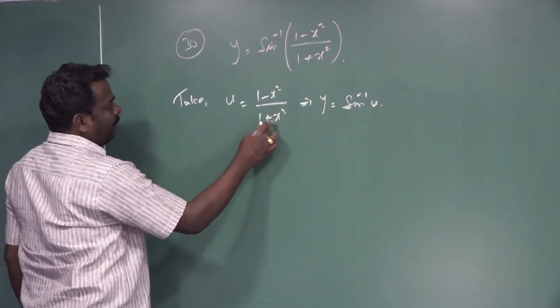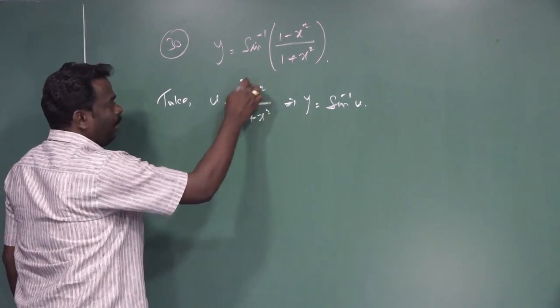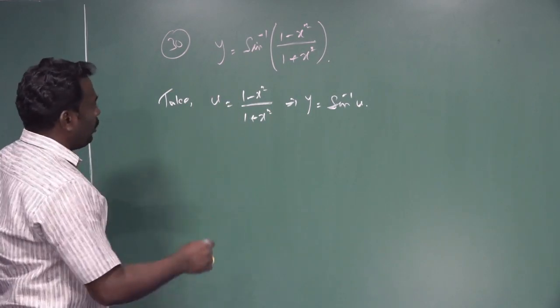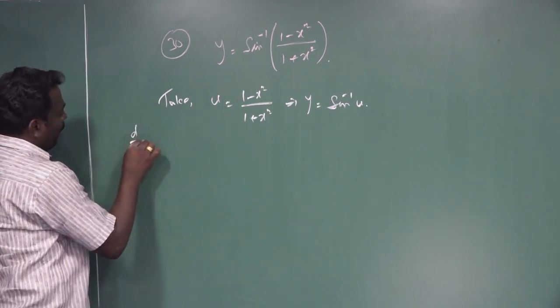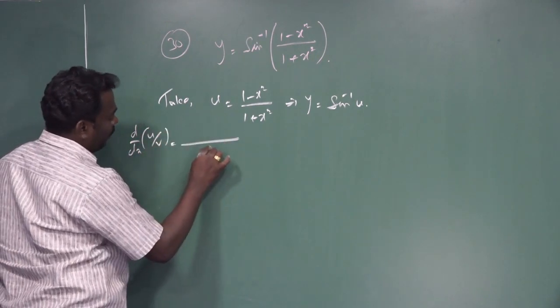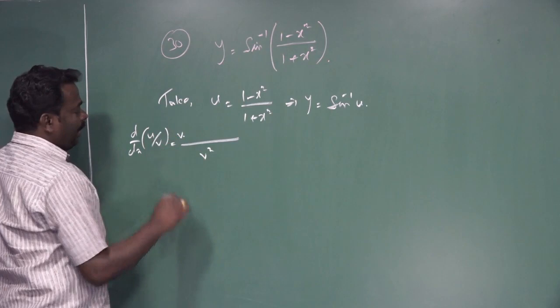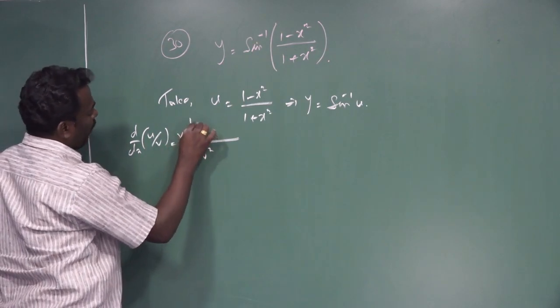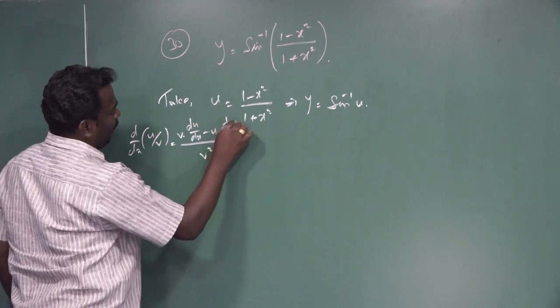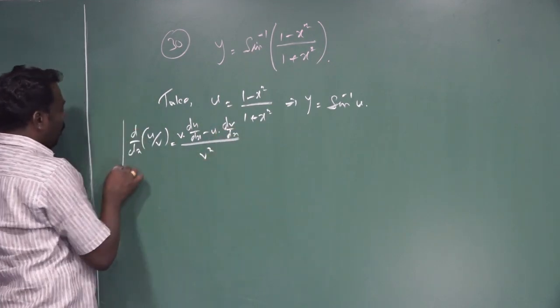Now differentiate the u function with respect to x. What formula are we going to apply here? The u by v derivative. We know d by dx of u by v is equal to the denominator v square, then keep v as it is, differentiate du by dx, minus keep u as it is, differentiate dv by dx. This is the quotient rule.